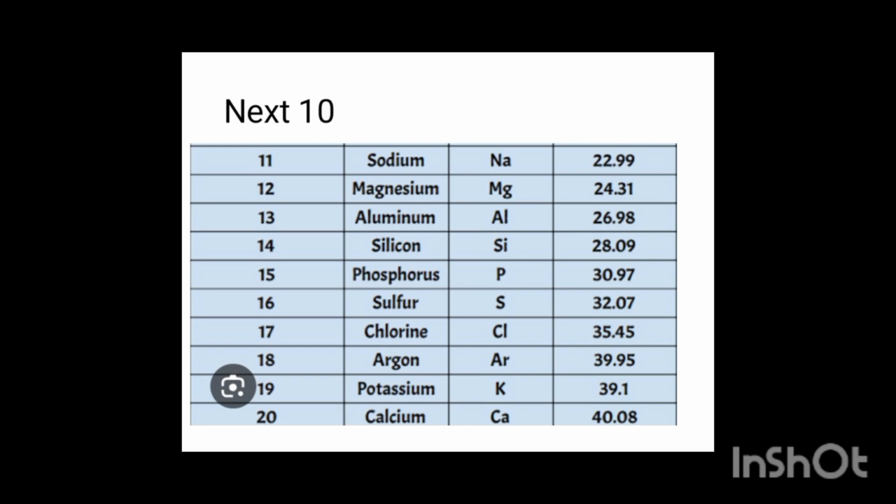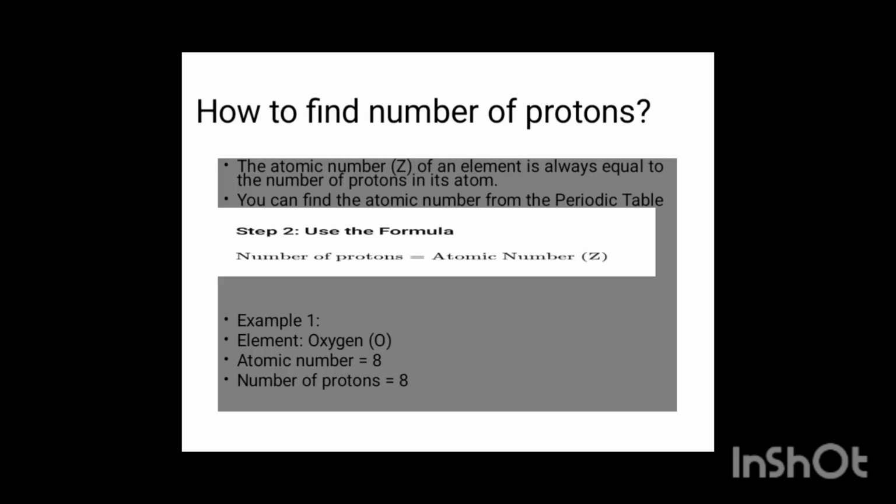Okay. Now, how to find the number of protons? The atomic number Z of an element is always equal to the number of protons of an element. You can find the atomic number from the periodic table. Now use the formula: number of protons equals atomic number. If the atomic number is given to you, that means this is the same as the proton number. For example, the element oxygen: the atomic number is 8. So what's going to be the number of protons? 8.